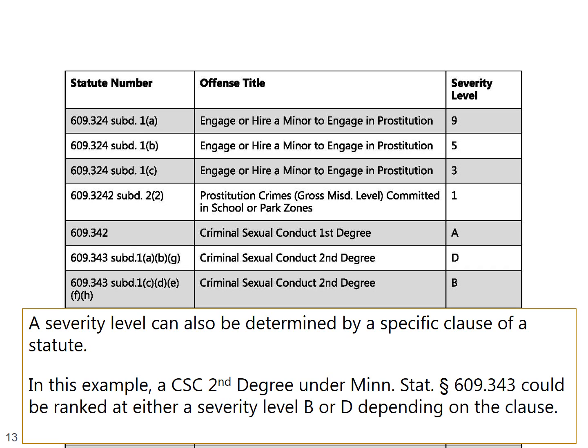So in this example, we're trying to find a severity level for a criminal sexual conduct in the second degree under MinStat 609.343 subdivision 1, parent C. We don't want to just select the severity level for the first offense we come to under 609.343 because that doesn't correspond to the conviction statute. If we keep searching right below that, we'll see that that conviction statute falls under the severity level of B.